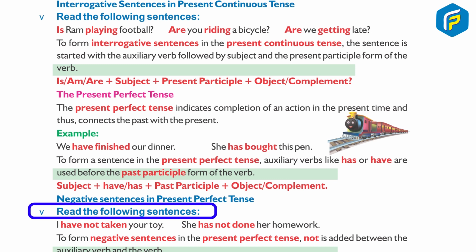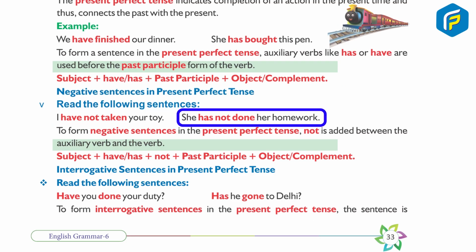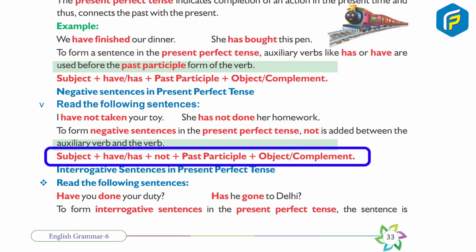Read the following sentences. I have not taken your toy. She has not done her homework. To form negative sentences in the present perfect tense, not is added between the auxiliary verb and the verb. Subject plus have/has plus not, past participle plus object complement.